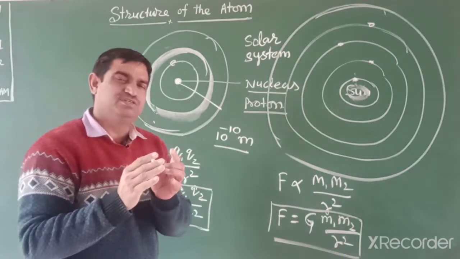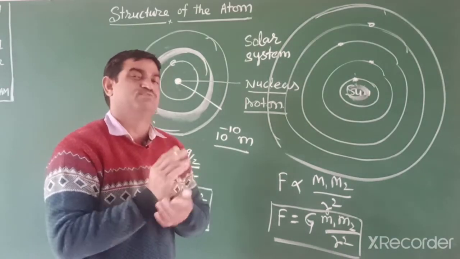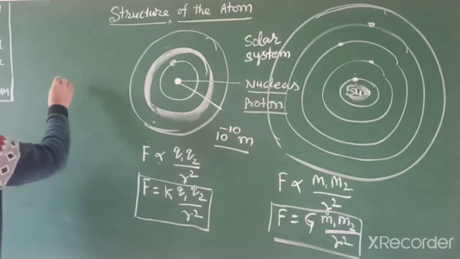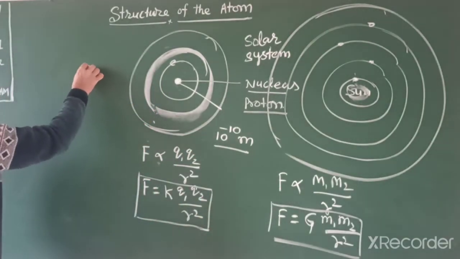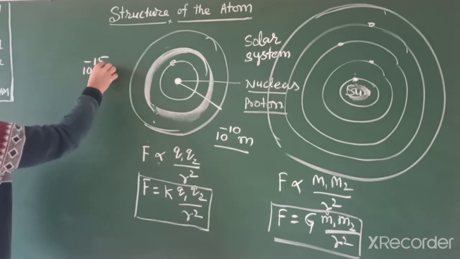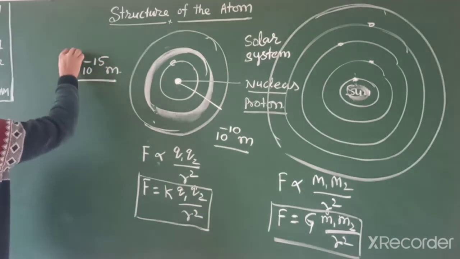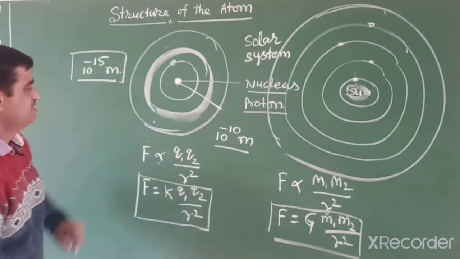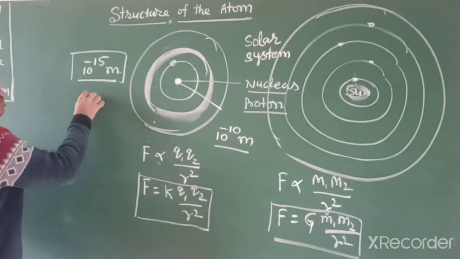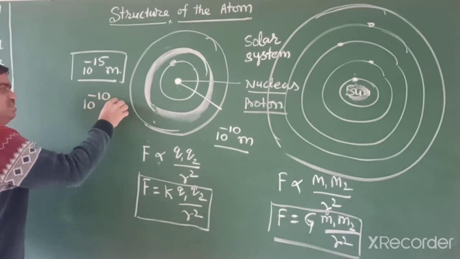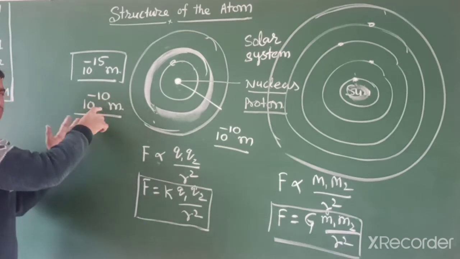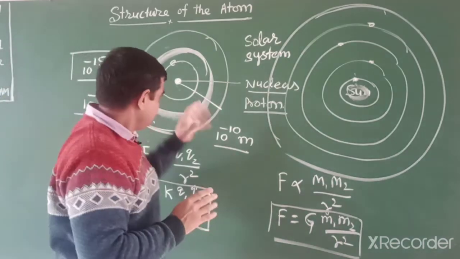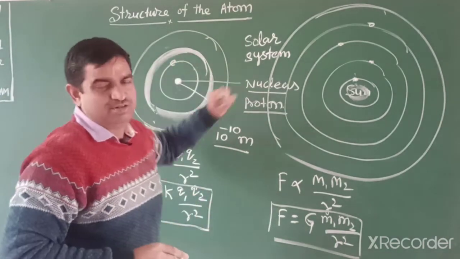Nucleus size is 1 lakh times smaller than atomic radius. So the nucleus radius is 10 to the power minus 15 meter, and the atom radius is 10 to the power minus 10 meter. Students, this one is larger than this: the nucleus is 1 lakh times smaller and the atom is larger.